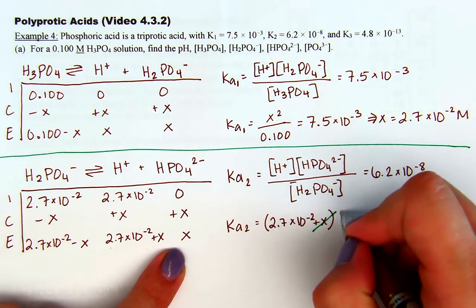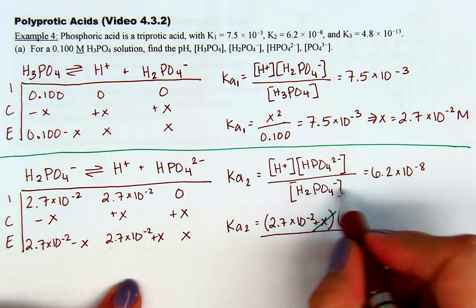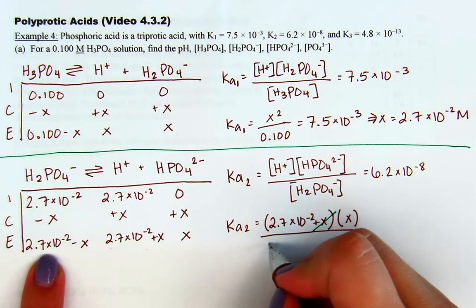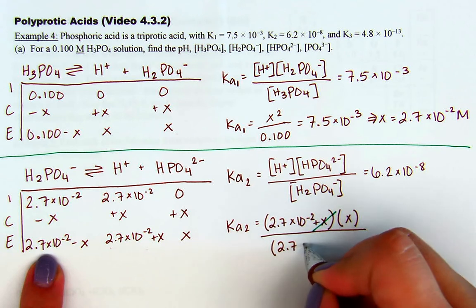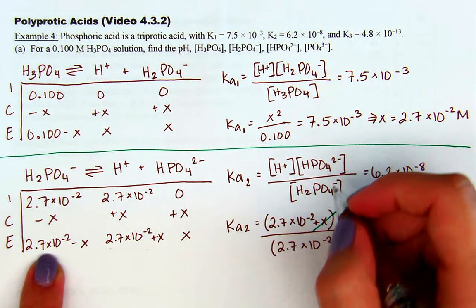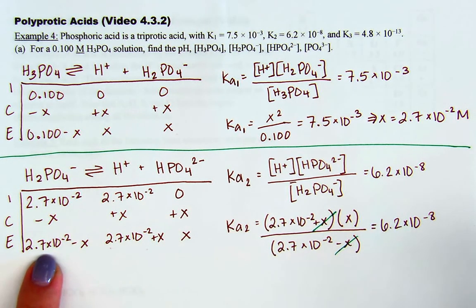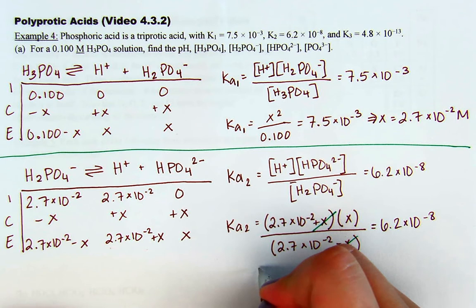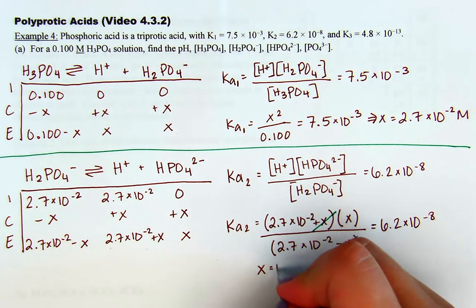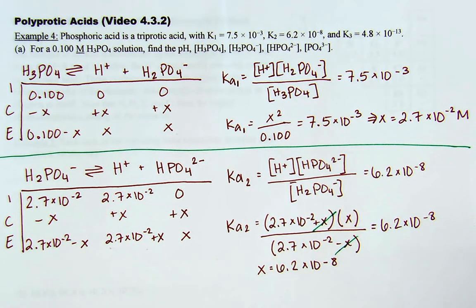HPO4 2 minus, that's just X. That's a brand new compound that we just formed this time. Okay, over reactants, H2PO4 minus, how much of that do we have? 2.7 times 10 to the negative 2 minus X. And again, that X is tiny, so we are going to disregard it because it's not going to make a difference in our final numbers at all. And so that's going to be equal to Ka2, which we said was 6.2 times 10 to the negative 8. Alright, so when you plug all of this in, you find that your X is equal to 6.2 times 10 to the negative 8. So it's the same as the Ka.